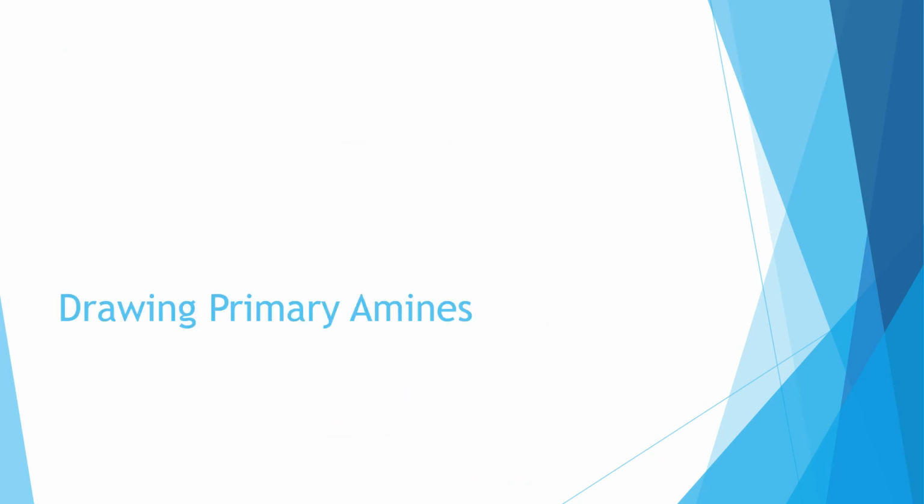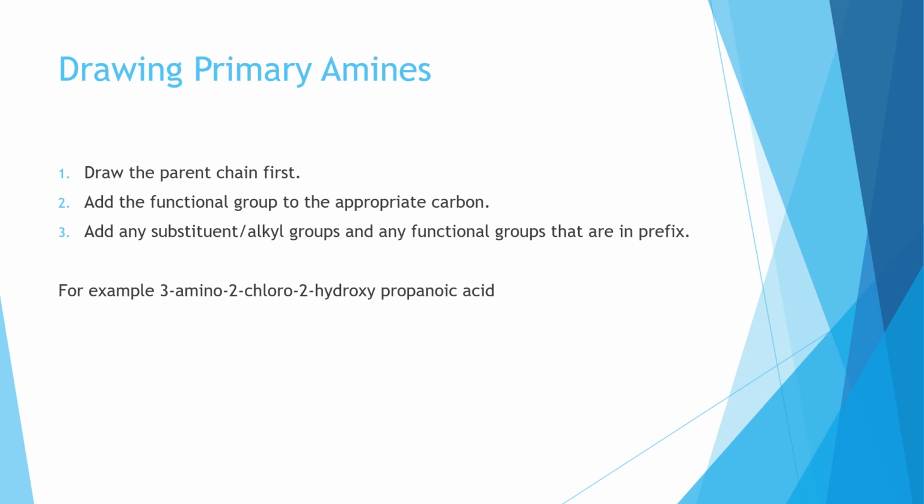Now we're going to draw some primary amines. So the first thing is to draw the parent chain. Add any functional groups to the appropriate carbon. Add any substituent alkyl groups and any functional groups that are in prefix. So the parent chain is propanoic acid. So 1, 2, 3. On carbon number 2 we have a hydroxy group. On carbon number 2 we have a chloro group. And on carbon number 3 we have an amino group.